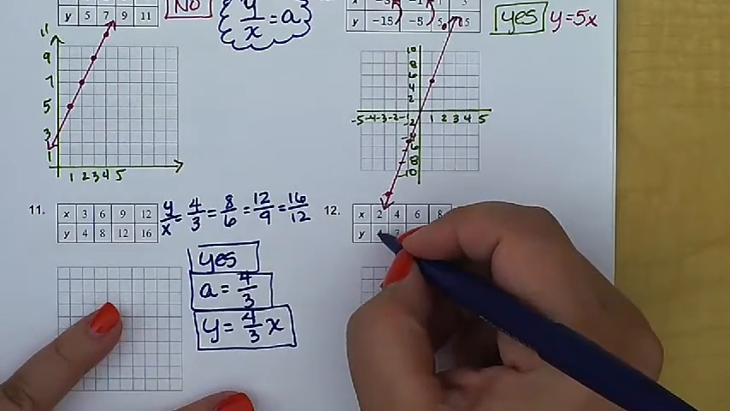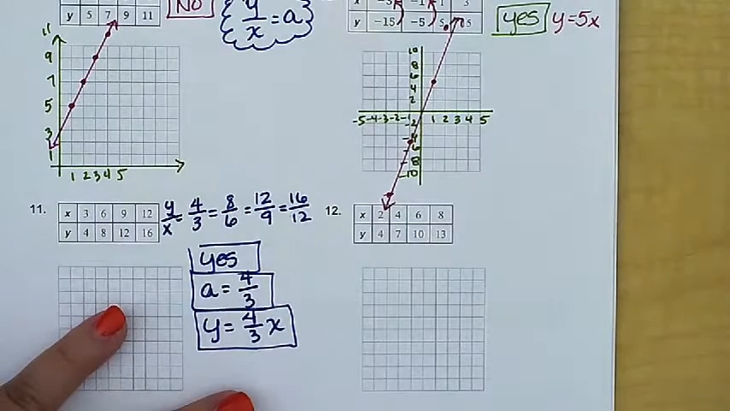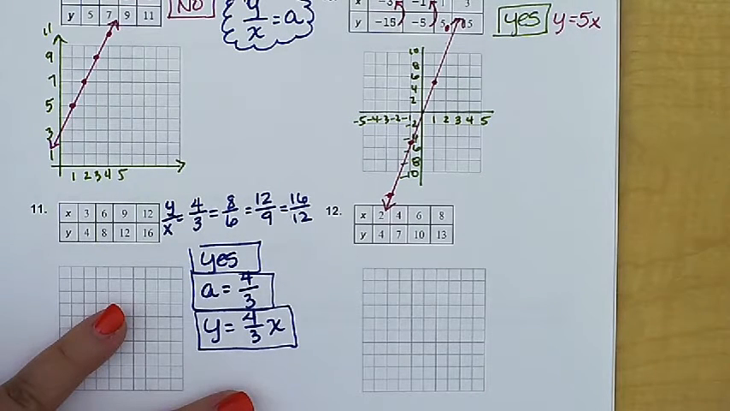So pretty neat, okay? You don't have to graph it. Let's try this last one. You try this one. I'll give you a moment, and then you can decide if that is or is not a direct variation.